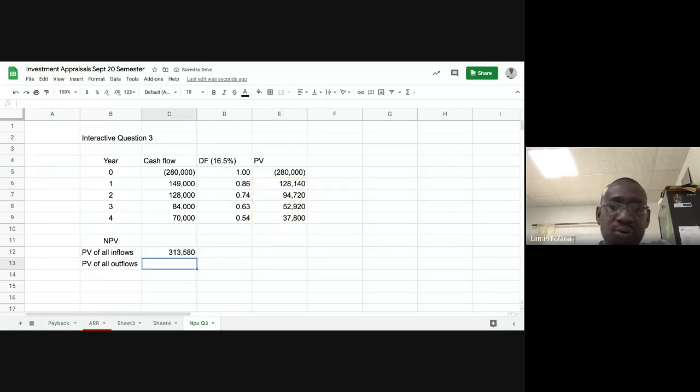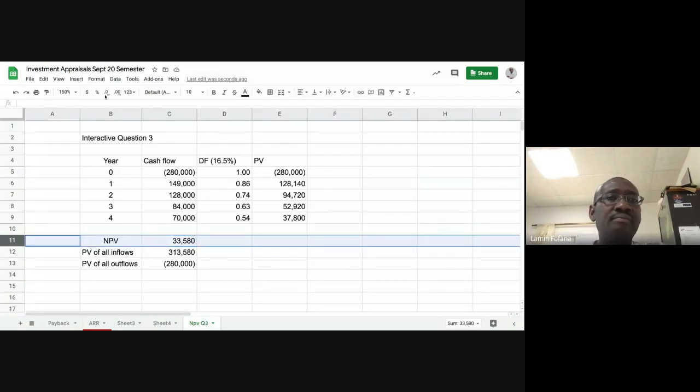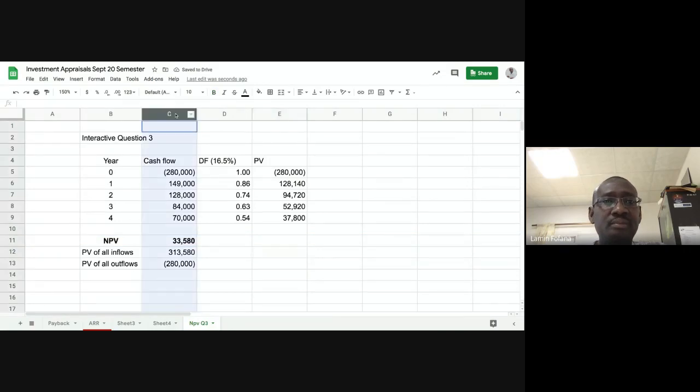And the outflow is what? It's only one number, isn't it? And yeah, the initial outlay. We click on that. So the NPV is the sum of the two, since the outlay number is also negative, so we can just add them. So the NPV is 33,580. Okay, is this clear? We can align this to the right.